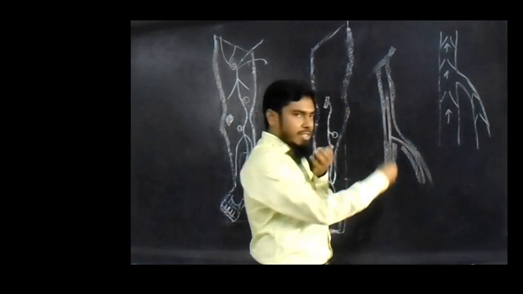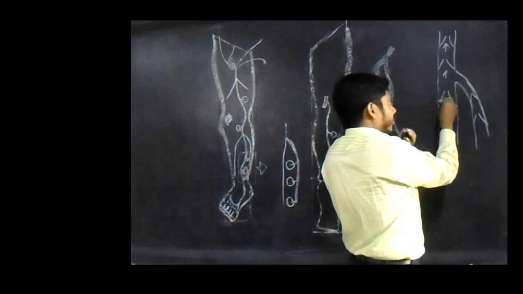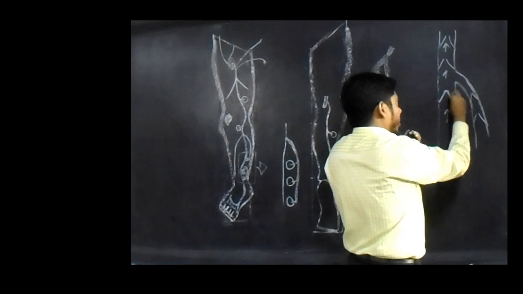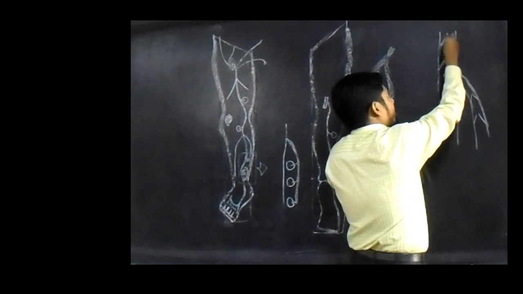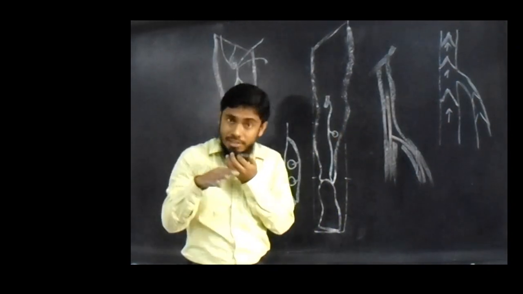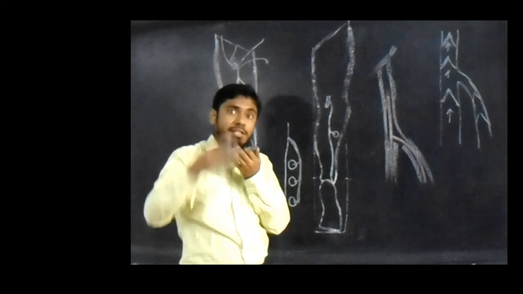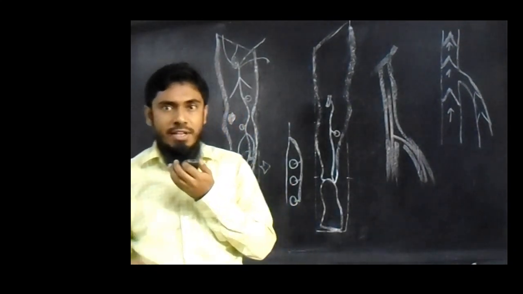Okay, and what is the function of this valve? When the blood wants to come back, the valve will close and causes the segmentation of the vein. So ultimately, the load of the blood is reduced in a large vessel, isn't it? It will be helpful for better venous drainage.